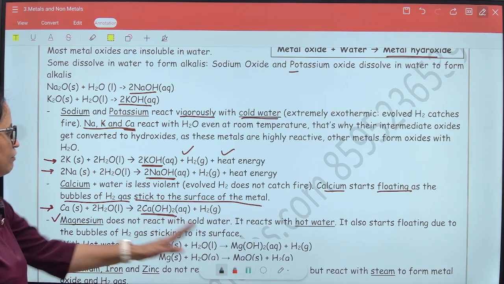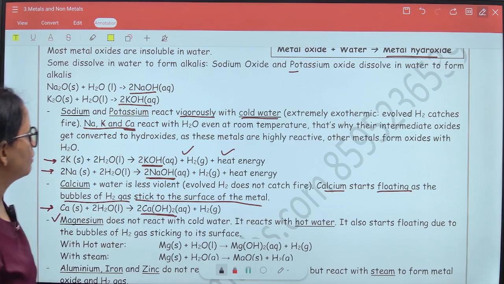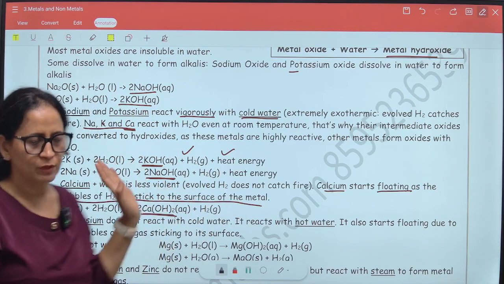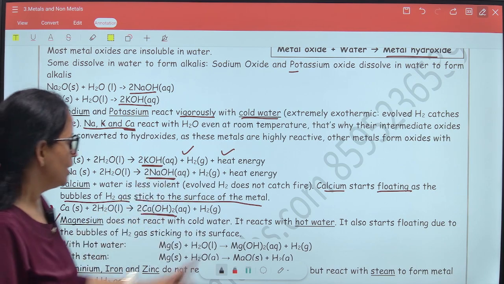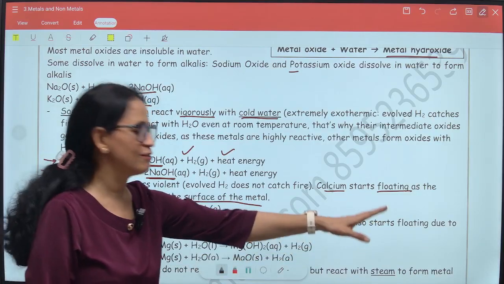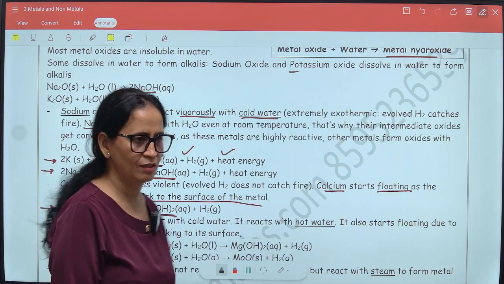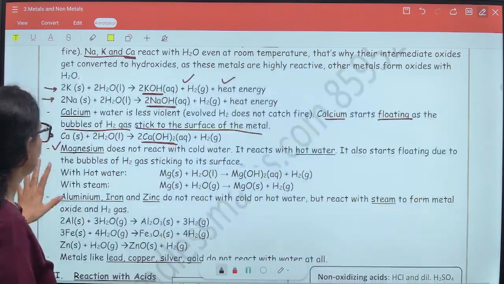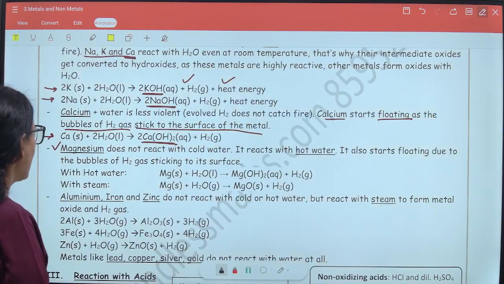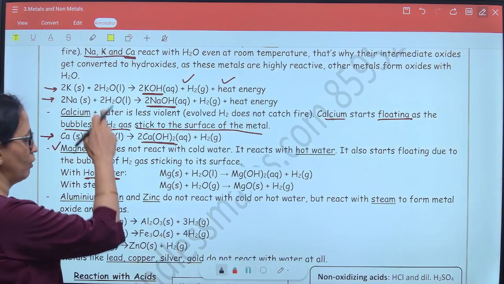Magnesium does not react with cold water. Till here, sodium, potassium and calcium were reacting with cold water even at room temperature, but magnesium does not react with cold water. Now you need to heat that water. So it reacts with hot water and it also starts floating due to the bubbles of hydrogen gas sticking to its surface. Both these metals start floating because of the formation of bubbles of hydrogen gas. However, magnesium reacts with hot water, calcium reacts with cold water.